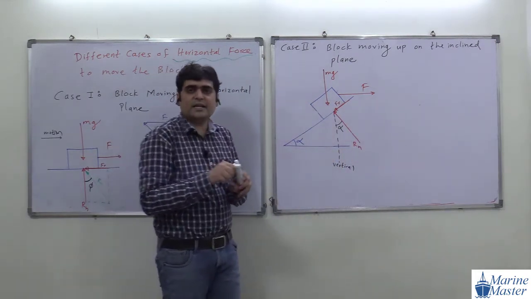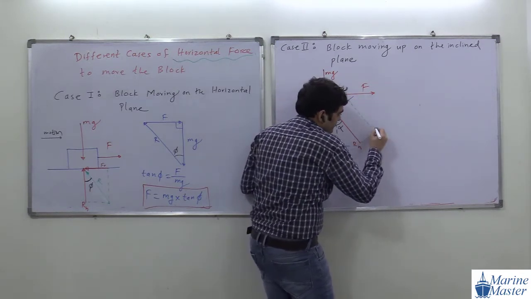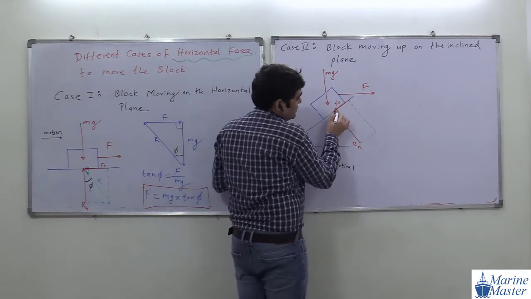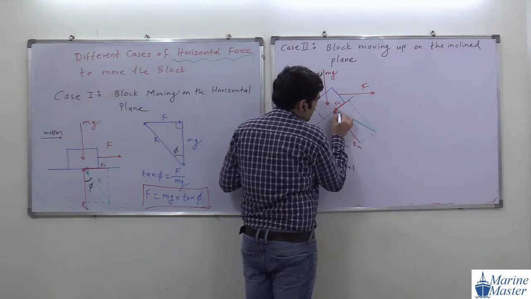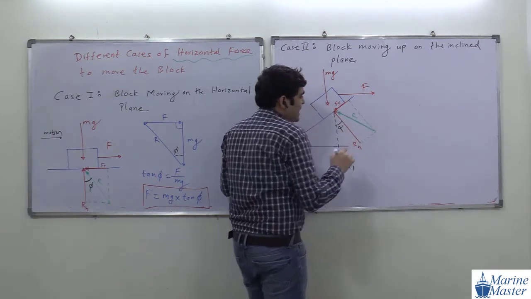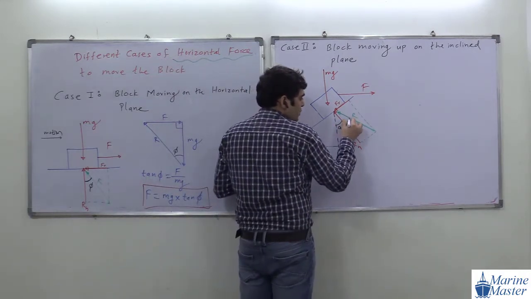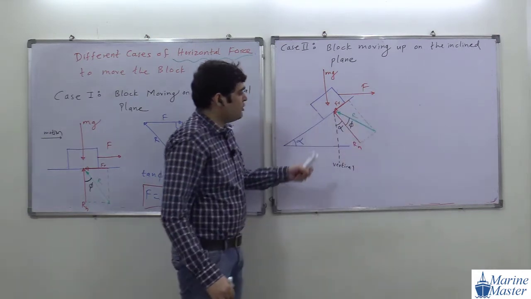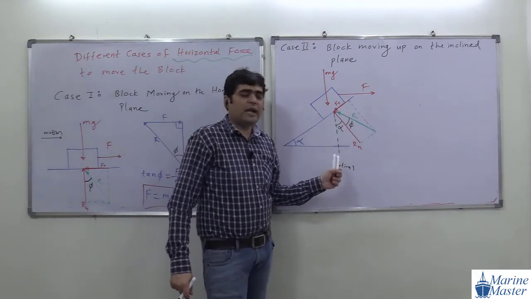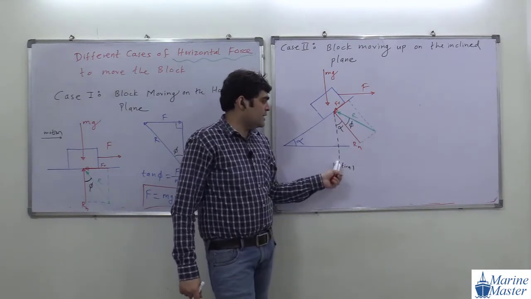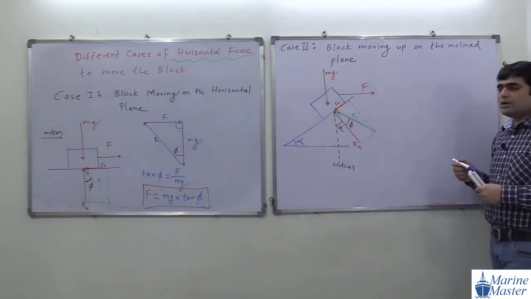by their resultant reaction. The meaning of resultant reaction is R. And what is the angle between R and Rn? Phi. So in this scenario, what is the angle between R and vertical? The angle between R and vertical is alpha plus phi.